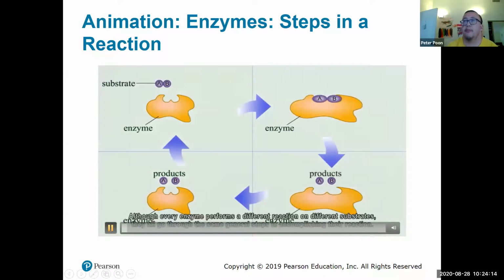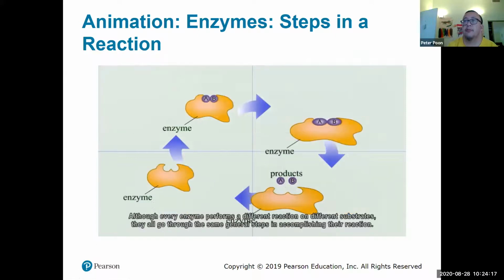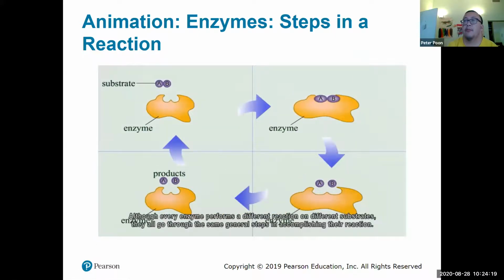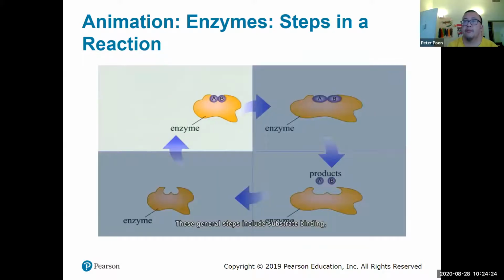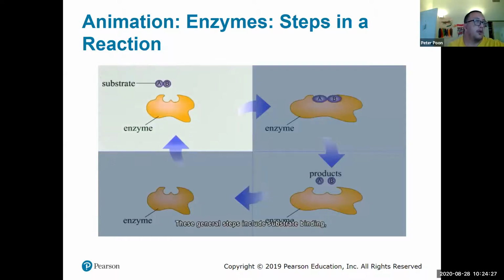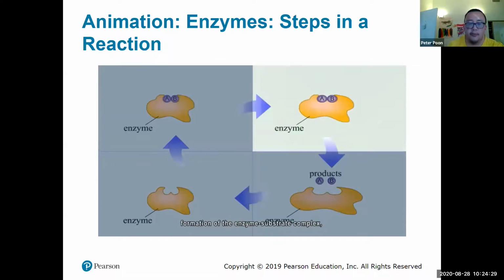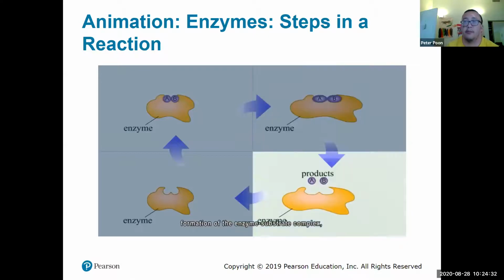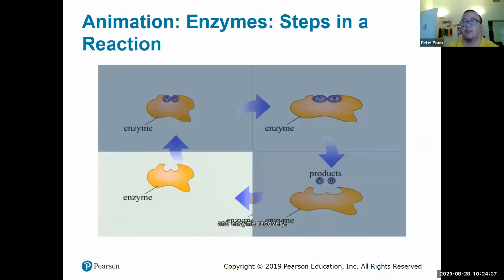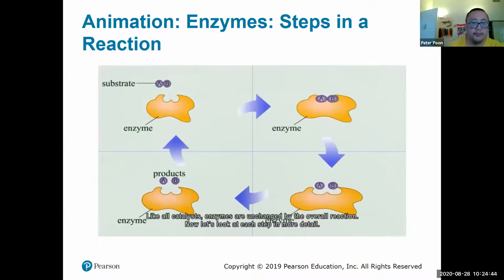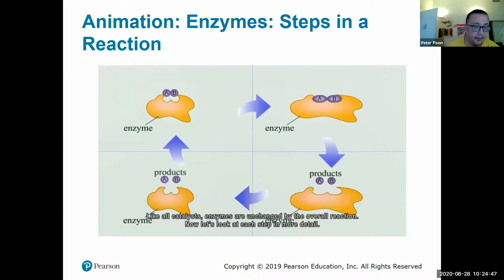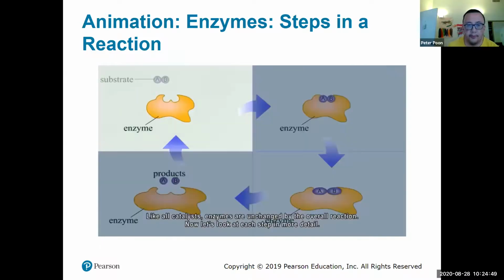Although every enzyme performs a different reaction on different substrates, they all go through the same general steps in accomplishing their reaction. These general steps include substrate binding, formation of the enzyme substrate complex, product formation and dissociation, and enzyme recovery. Like all catalysts, enzymes are unchanged by the overall reaction. Now let's look at each step in more detail.